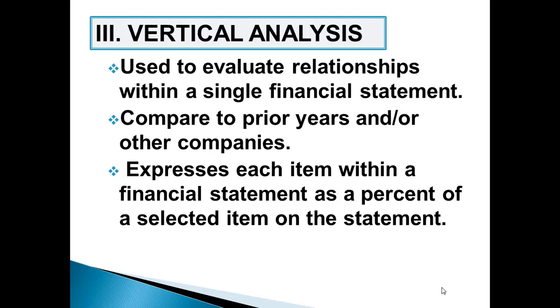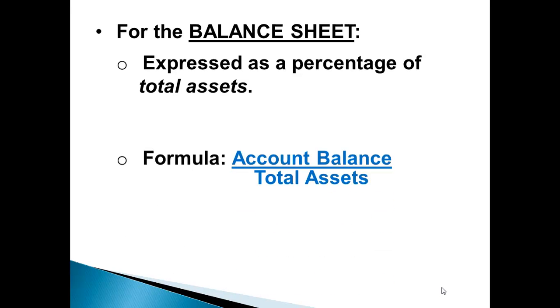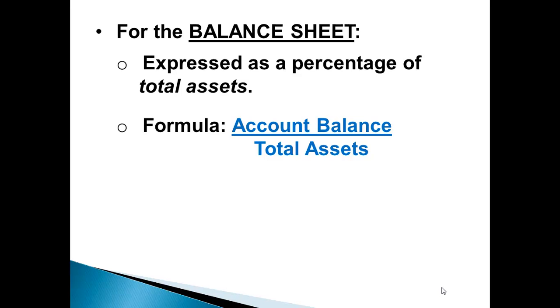So what we'll do is express each item in the financial statement as a percentage of a select item on the statement. So what we mean by that is that for the balance sheet, everything will be expressed as a percentage of total assets. The formula is account balance divided by total assets.